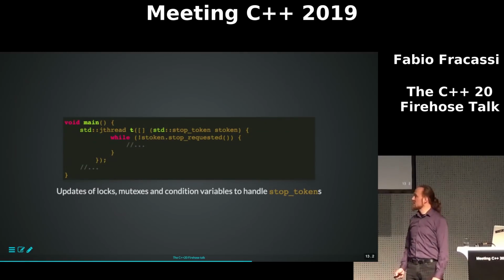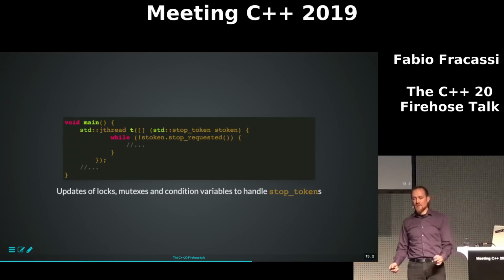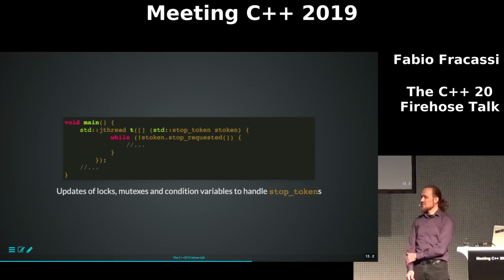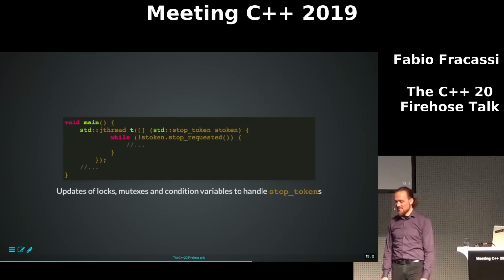Fair enough. But what makes it really useful is that it allows us to do cancellation of the threads. And this is a stop token which comes together with the jthread. And the stop token allows us to do cancellation. You can do it in this simple way. You wait for the stop token until a stop is requested. And this is fully thread safe, of course.